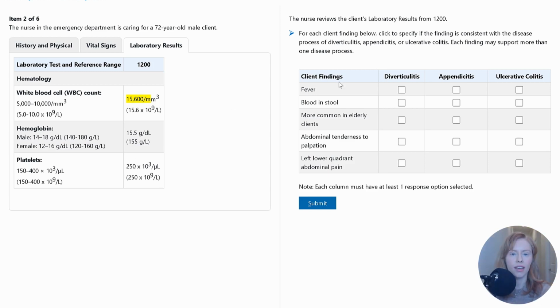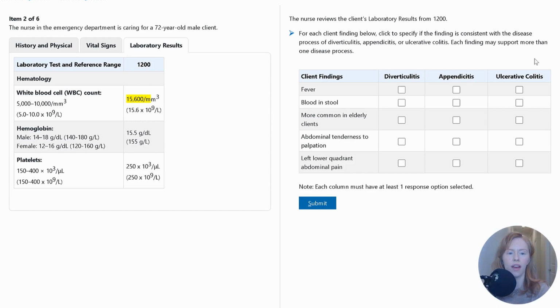Now we're asked in the second question, for each client finding, click to specify if the finding is consistent with the disease process of diverticulitis, appendicitis, or ulcerative colitis. Each finding may support more than one disease process. You'll remember from our item types video that we approach this style of question by treating each column as its own select all that apply.